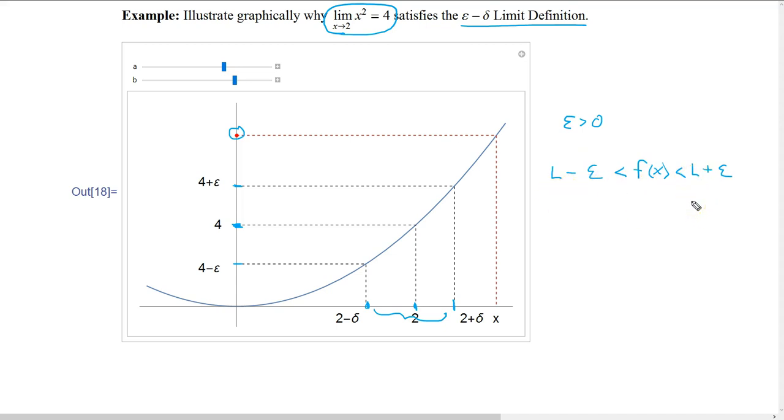Well, notice from this graphic here, if I move the x within that delta neighborhood around 2, the red dot on the y-axis always stays between 4 minus epsilon and 4 plus epsilon. So it does look like there is a delta neighborhood around 2 in which f of x remains between 4 minus epsilon and 4 plus epsilon. Now that has to be true for every epsilon. So suppose that you made the epsilon smaller.